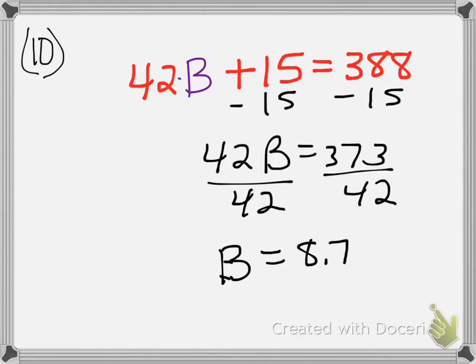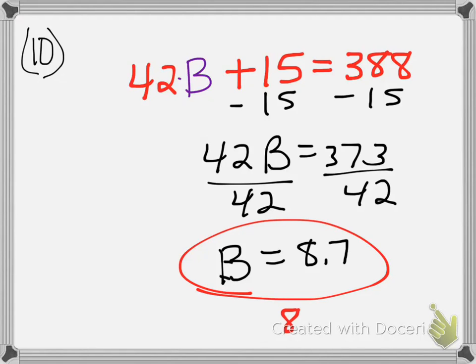Alright, so when you divide 373 by 42, you get approximately 8.7. It would be much better if we had an answer that was a whole number, but since we didn't, we have to realize that bats come in wholes, so I can't order 8.7 bats. I have to order 8 bats. If I order 9, then it would be too many. It costs too much money. So the answer to that is 8 bats.